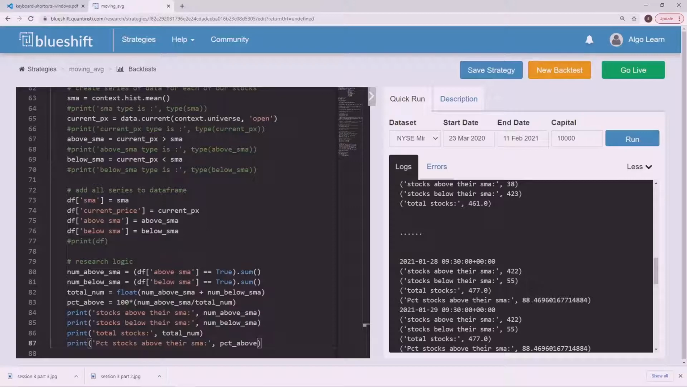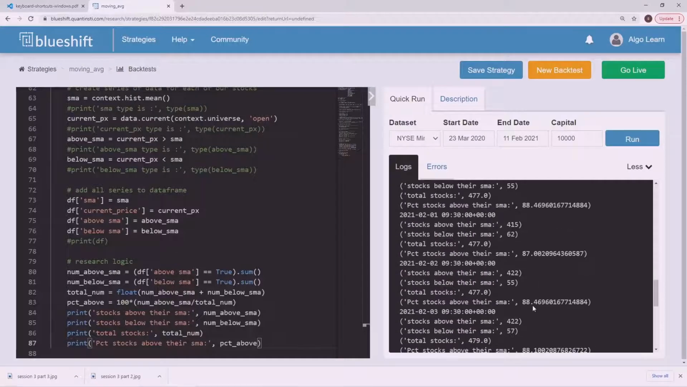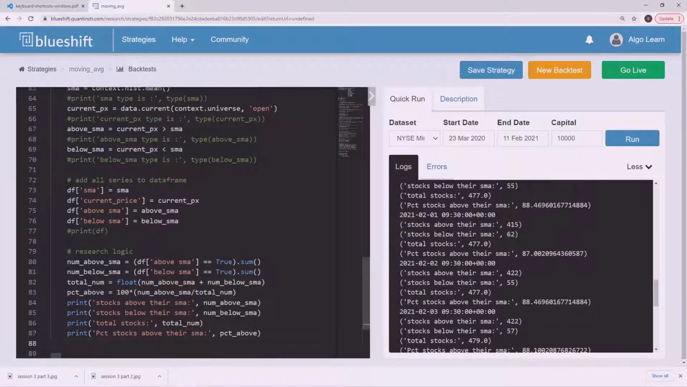Okay, but this is for any given day. We want to run a cumulative total so we can see the running average of the percentage of stocks above their SMA for this time period. So we need to write the code to be able to do that as well. Let's go ahead and do that right now. To do this, we're going to make use of our counters that we put in the Initialize function. Okay, so we're going to do context.